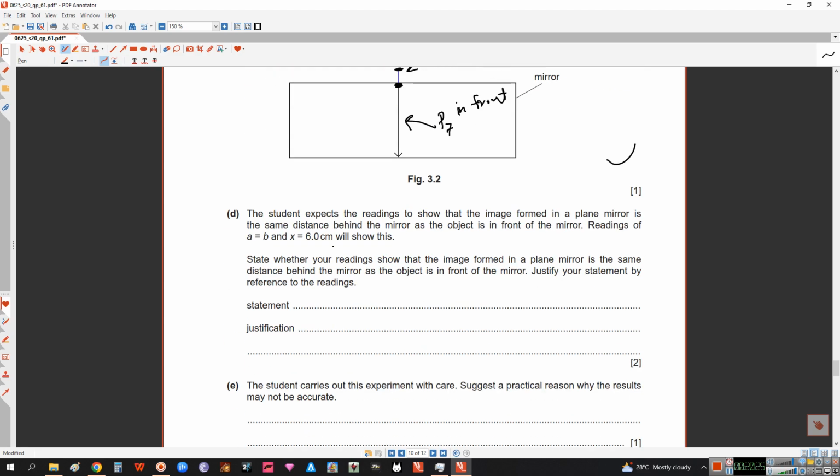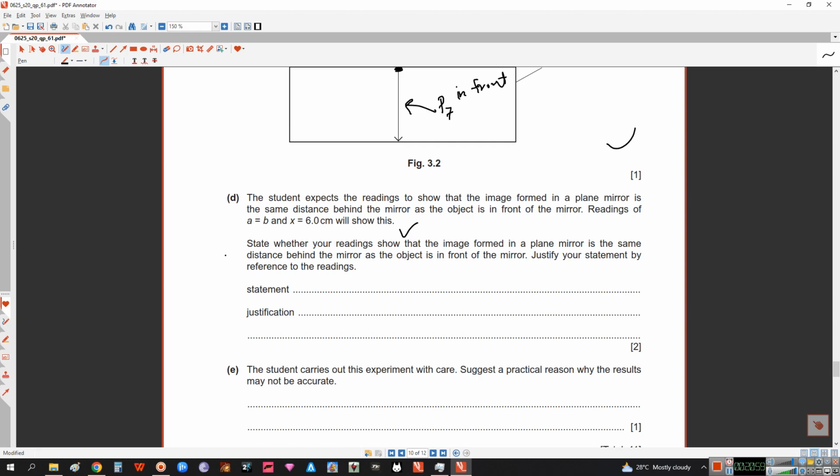Okay, the student expects the readings to show that the image formed in a plane mirror is the same distance behind the mirror as the object in front. Readings of A and B and X: A is equal to B and X is 6 centimeter, will show this, right? State whether your readings show that the image formed in a plane mirror is the same distance behind the mirror as the object in front of the mirror. Justify your statement, right? Now over here is just a justification statement, so you need to worry about the logic and you don't need to be very accurate with this.